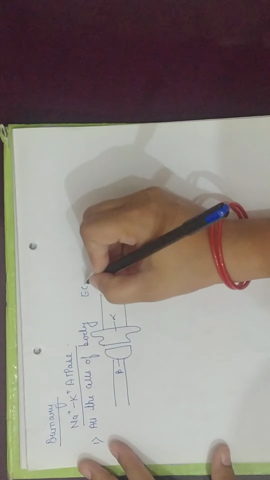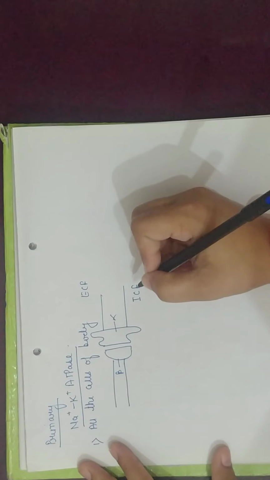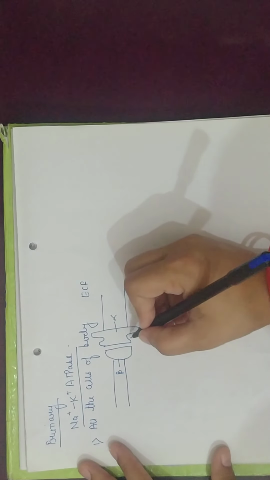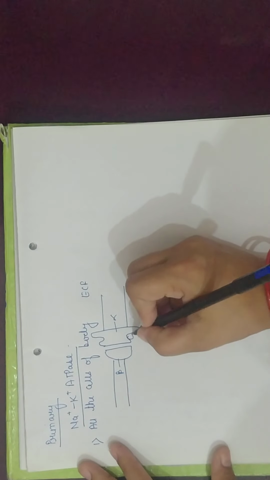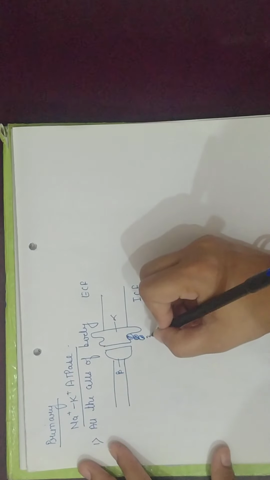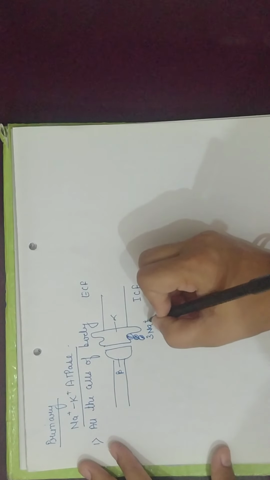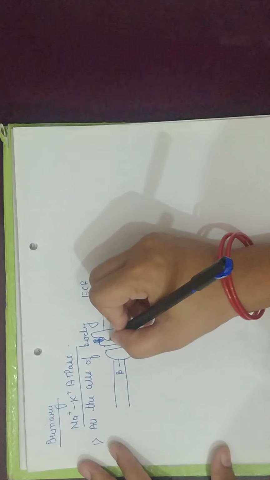This is the extracellular fluid and this is the intracellular fluid. The alpha subunit transports 3 sodium and 2 potassium ions, 3 sodium ions from the ECF to the intracellular fluid.